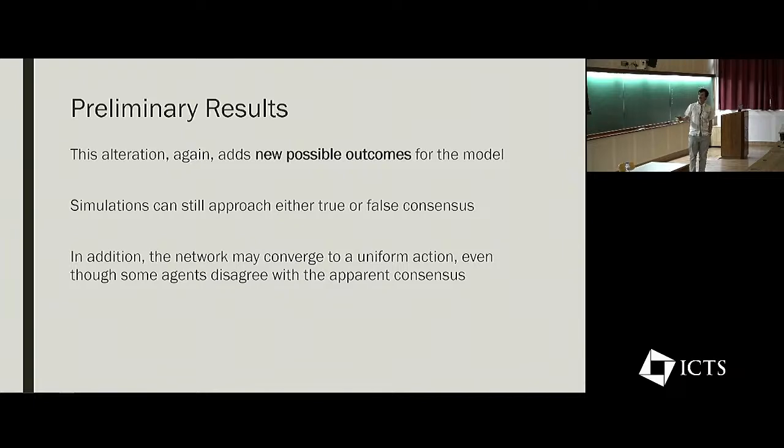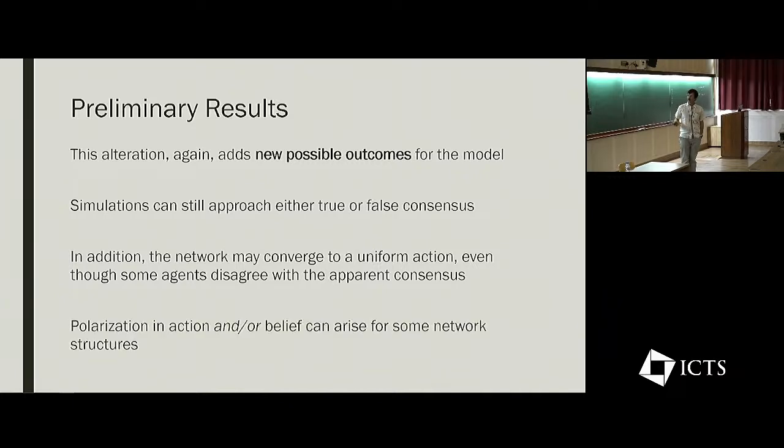One kind of situation you can get is one where the network converges to a uniform action. Everyone performs action A, or everyone performs action B, even though there isn't belief consensus. Some agents think the consensus is wrong, but because only one action is being performed, they don't end up getting convinced, and they don't produce any evidence to convince anyone else. So their beliefs end up being kind of stable here. They're polarized in belief space, but in action space, they're all performing the same action.